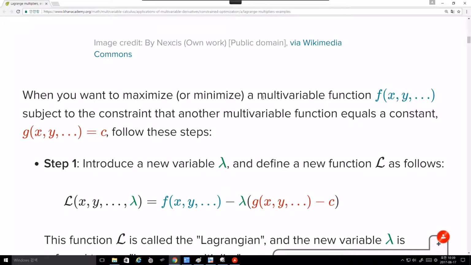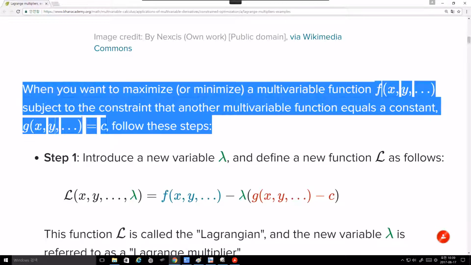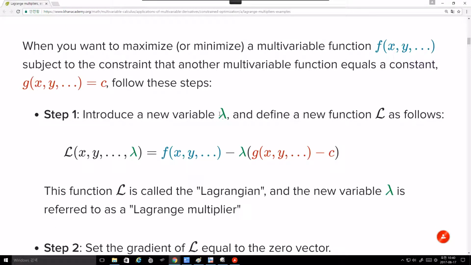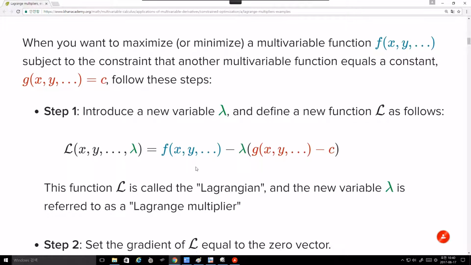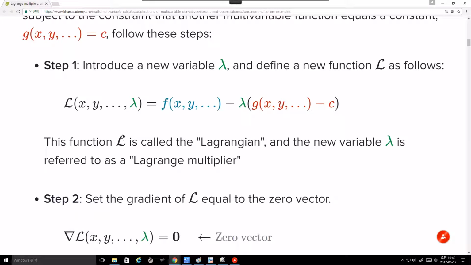When we want to maximize a multivariable function subject to the constraint that another multivariable function equals a constant, basically we can follow these steps. This is beautifully viewed. Step 1: introduce a new variable lambda and define a new function, the Lagrangian, as follows: L(x1, lambda) equals f minus lambda times (g minus c). This function L is called the Lagrangian, and the new variable lambda is referred to as the Lagrange multiplier.